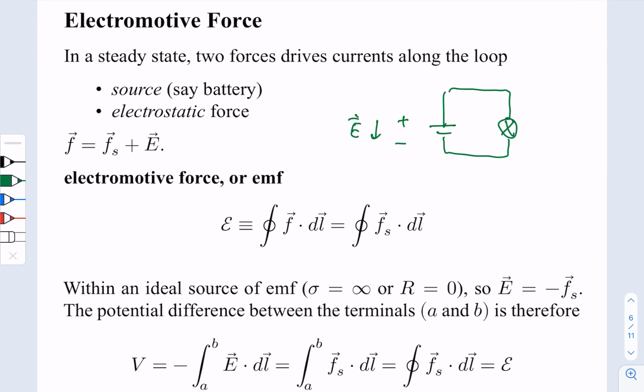So here, the source term exists only in the battery on the left-hand side, and on the right-hand side there is no source term, so the Fs is non-zero only at the battery, and the electric field exists both in the battery and in the resistor. In the battery, the electric field is negative along the current direction, but on the other parts it's positive along the current direction.